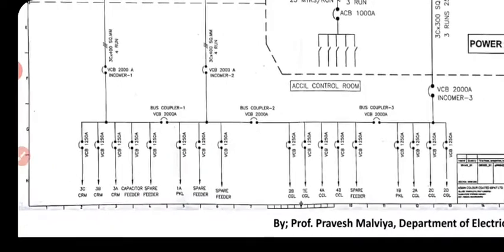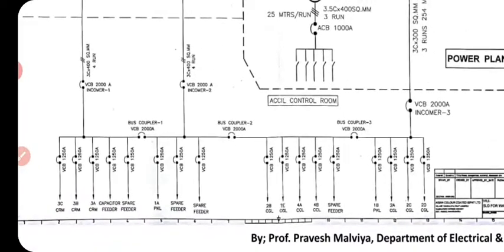If we go to the distribution room, in the control room we see that we have an 11 kV bus, 11,000 volts. This bus actually had 4 sections: section 1, section 2, section 3 and section 4. All these sections were joined together with the help of bus coupler panels. These panels had VCBs, vacuum circuit breakers. So what is the bus coupler 1 panel?